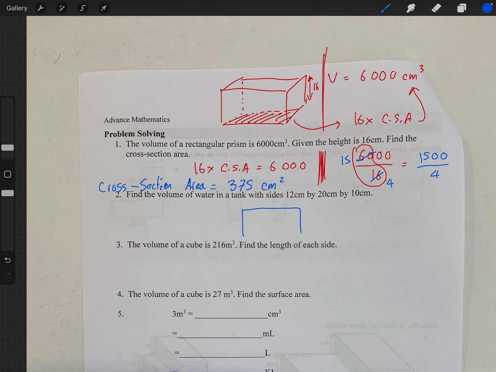You have a tank here. You have 12, 20, and 10. To find the volume, just multiply the numbers together and get the answer. Simple.